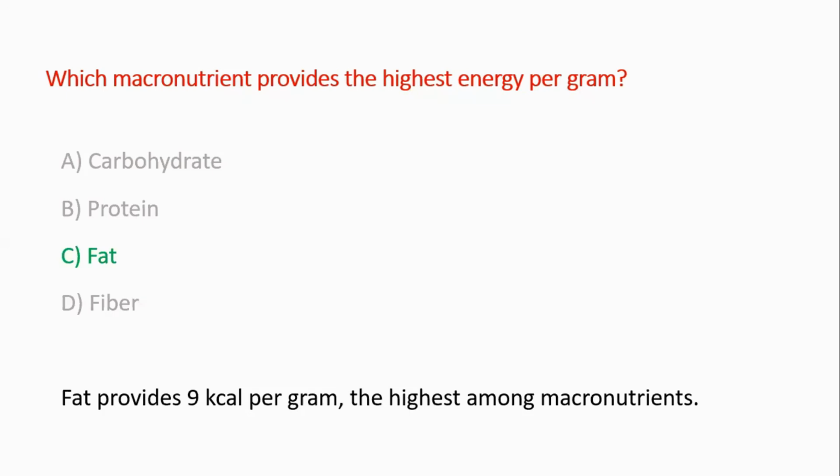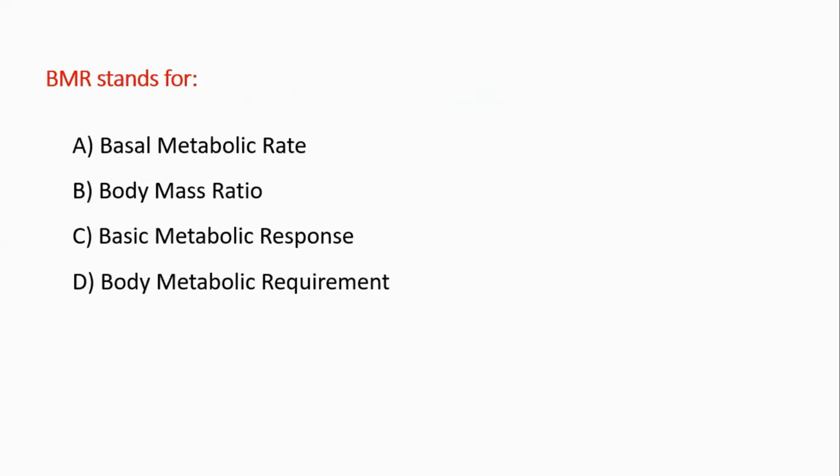Fat provides 9 kilocalories per gram, the highest among all macronutrients. BMR stands for, and the options are basal metabolic rate, body mass ratio, basic metabolic response, body metabolic requirement.